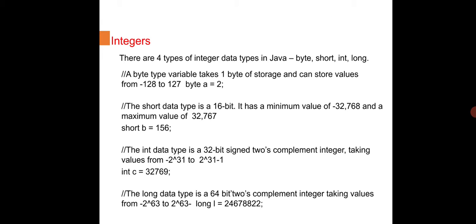Next we are going to see about integer. For integer we have 4 types of integer data type. First one is byte, next is short, next is int, next is long. Byte data type takes 1 byte of storage. Short data type is 16-bit, that means 2 bytes of storage. Int data type is 32-bit, that means 4 bytes of storage. Long data type is 64-bit.